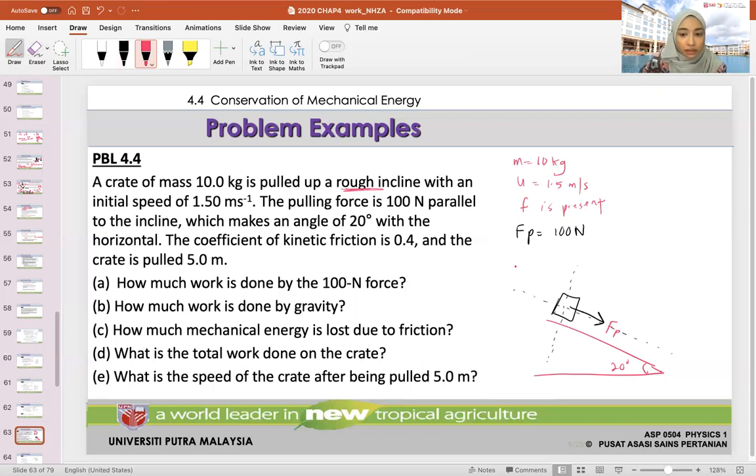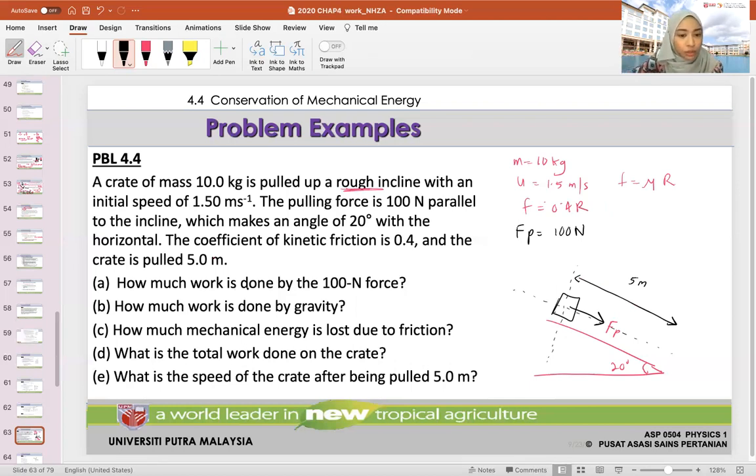The coefficient of kinetic friction is 0.4. Friction is equal to mu R, so we need to know what R is to know what friction is. F is equal to 0.4 R. And the crate is pulled 5 meters, so FP pulls it by 5 meters, from here to here. Now we're dealing with a parallel axis like this.